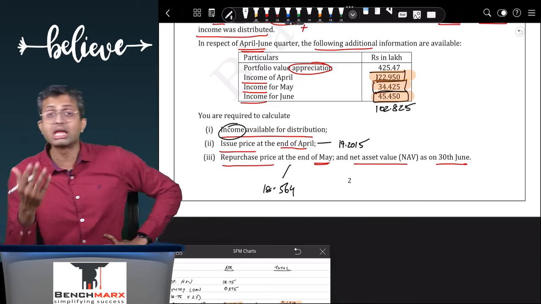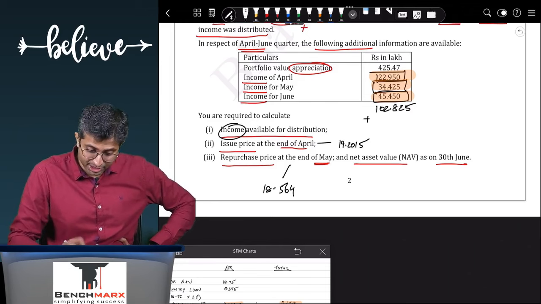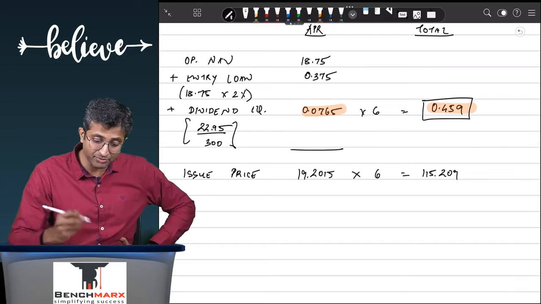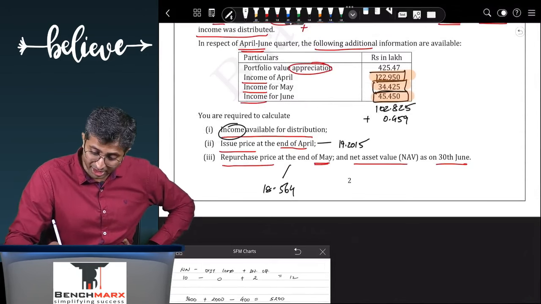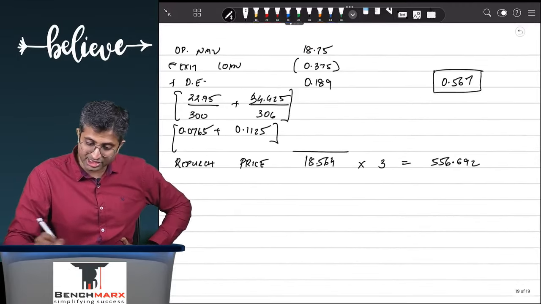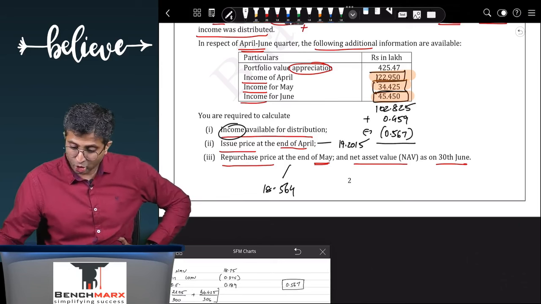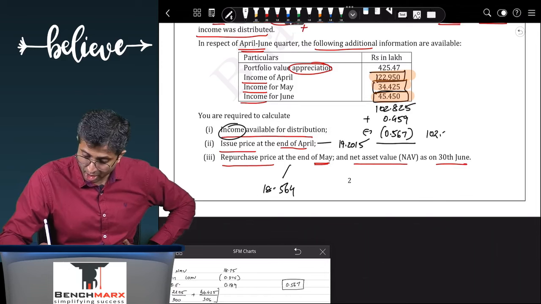Portfolio appreciation is unrealized and hence it is not available for distribution. But apart from that, you have collected on a totality basis, I think 0.459 in the month of April, and remember we had discussed in the theory that even this amount is available for distribution. So this is plus 0.459. At the same time, you have paid some dividend, in the sense that you have paid, I guess, 0.567 to the redeeming unit holders, and hence from this you will subtract 0.567 in totality basis, and hence your income available for distribution will be plus 0.459 minus 0.567, and hence your income available is 102.717.